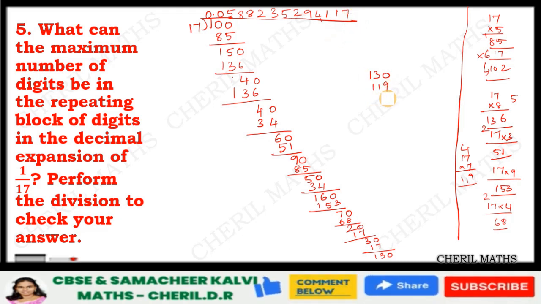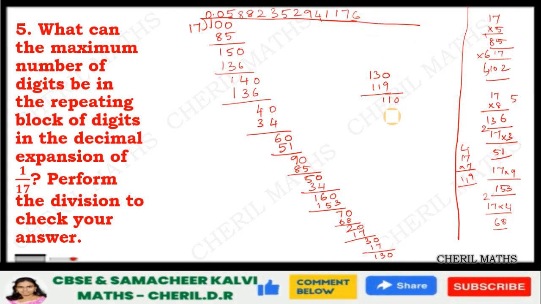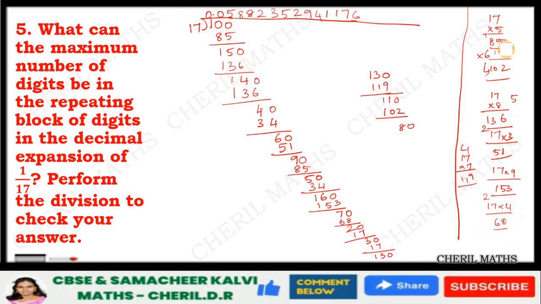So 119. Now it's going to be 1, 1 and 0. So if it's going to be 110, we've already found out 102. So 6 times is 102. So I'll get 8, and again a 0. So I need some number nearing 80. I can try with 4 times, because 5 10s are going to be 85. So 4 times is what?